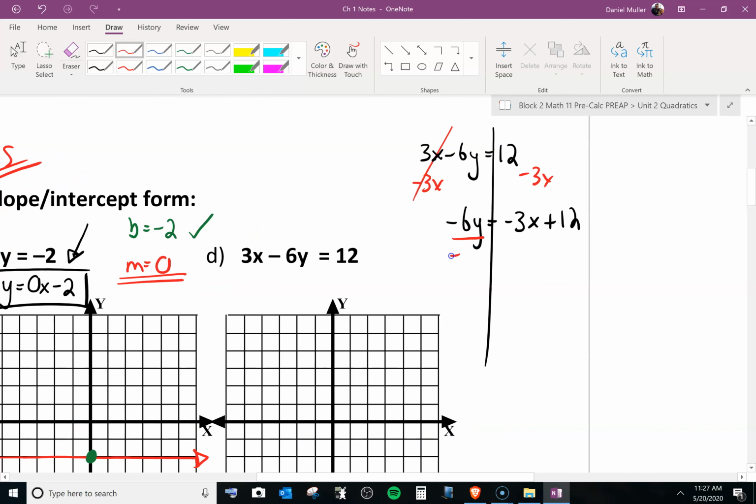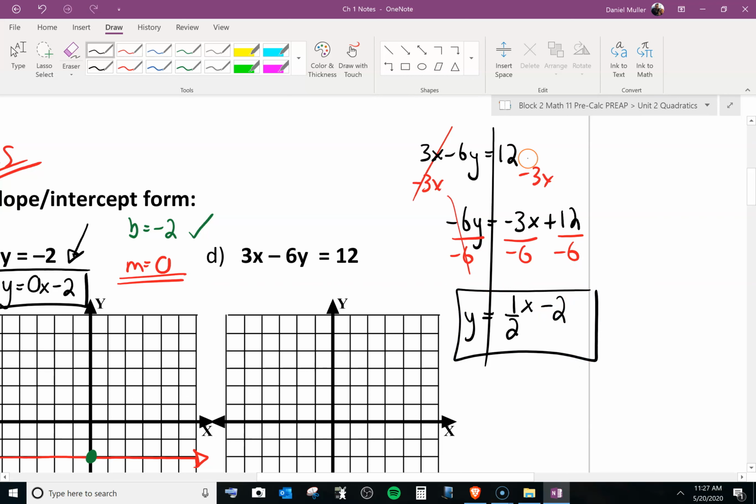So that's kind of why I did that. Next, I need to divide by negative 6. And so I'm going to do that to every single one of these. So I have y equals negative 3 over negative 6. That's the same as a half. So a half x. And 12 divided by negative 6 is negative 2. So that is our equation.